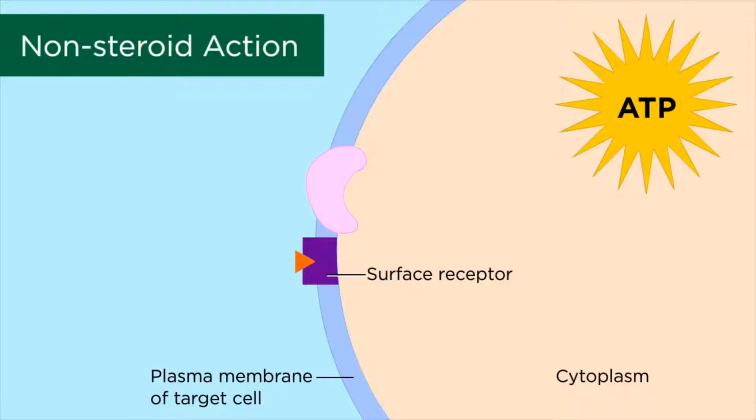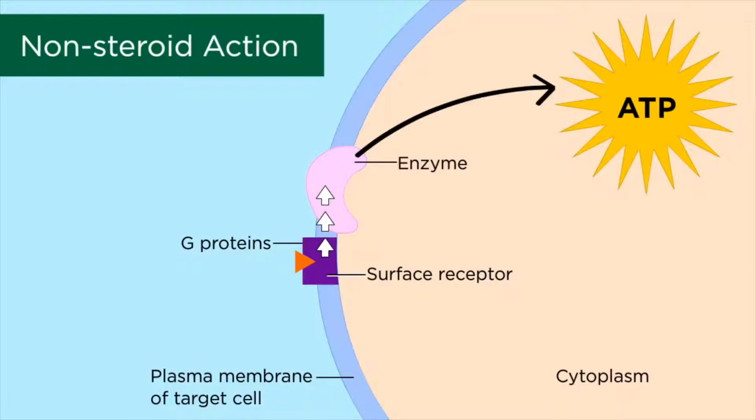There are proteins on the intracellular side of the target cell that are associated with the receptor. Most often, this involves what's called a G protein. This G protein is found next to an enzyme that converts ATP to a molecule called cyclic AMP, or cAMP. This is something that makes this mechanism unique.